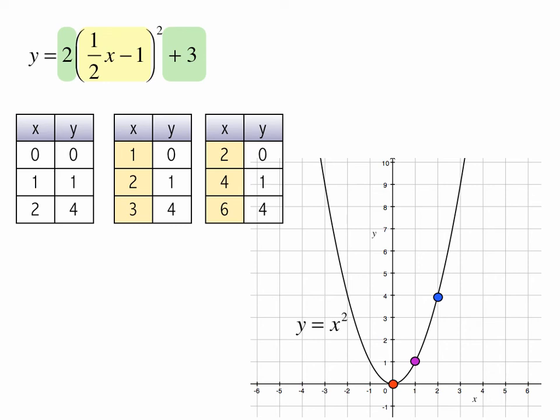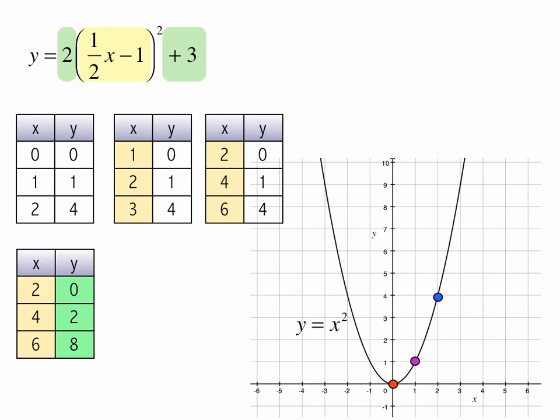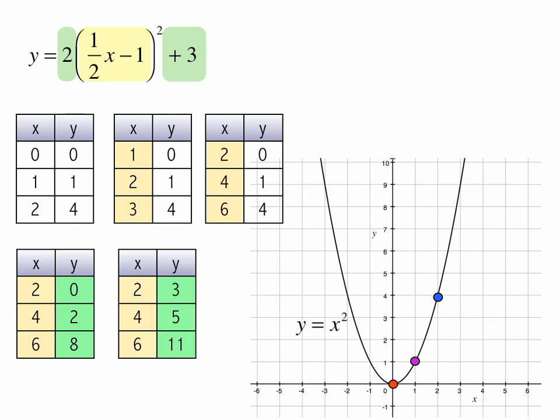The ones on the outside of the parentheses affect the output values or the y values. And these are done in order of operation. It's not backwards. So I'm going to multiply first and then add. To each one of my y values, I'm multiplying by 2, and then I'll add 3.